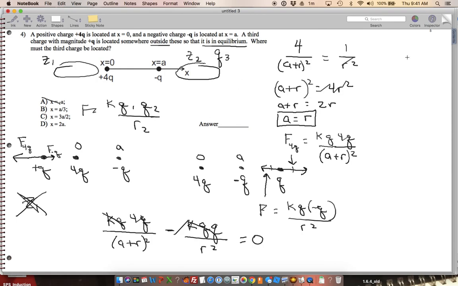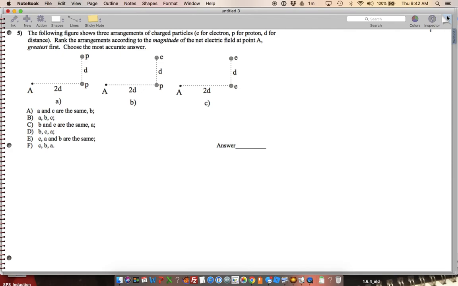Let's see if I can make that D a little better. There we go. Okay, 5. So I've got 3 arrangements of charges, E for an electron, P for a proton, D for the distance. I think I'm going to stop here and I'll save this and then put this in the next video.